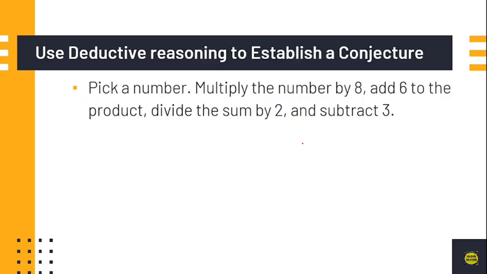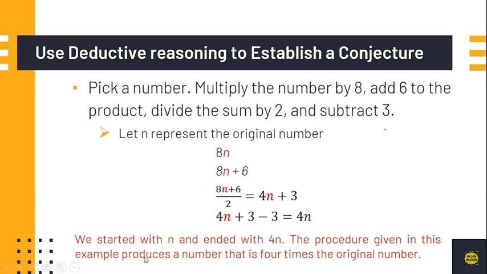Use deductive reasoning to establish a conjecture. Pick a number. Multiply the number by 8. Then add 6. Divide the sum by 2 and subtract 3. So let's try to answer.